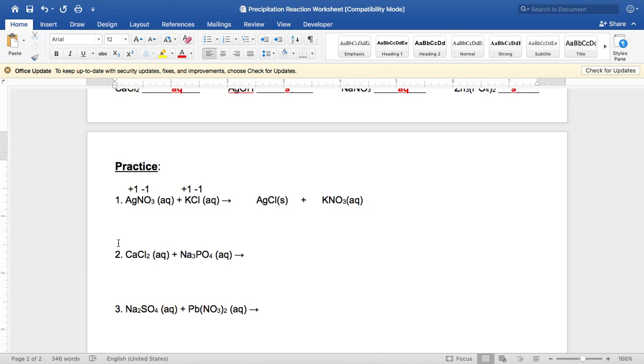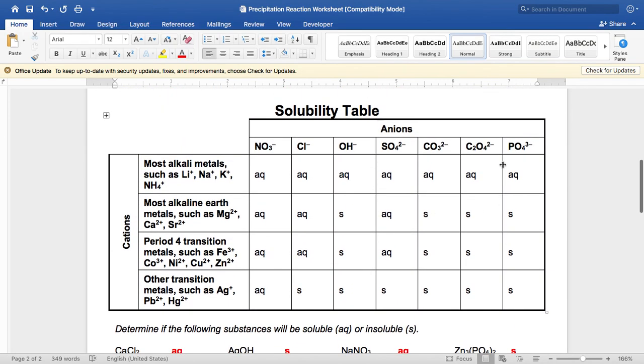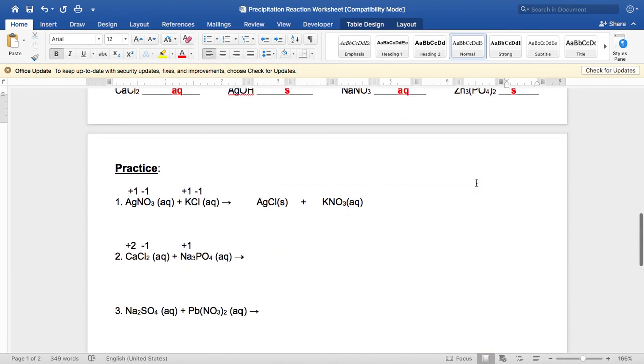So let's have two solutions of calcium chloride and sodium phosphate. Again, to help us out, we're going to write the charges. Okay, so I know calcium is in group 2, so that's a +2. And chlorine is just like above, it is a -1. I'm going to do the same thing for sodium. I know it's a +1. Phosphate, let's double check. If we look at the table at the top, we see it is PO4 with a -3 charge. Okay, so I'm going to write -3 as my charge.